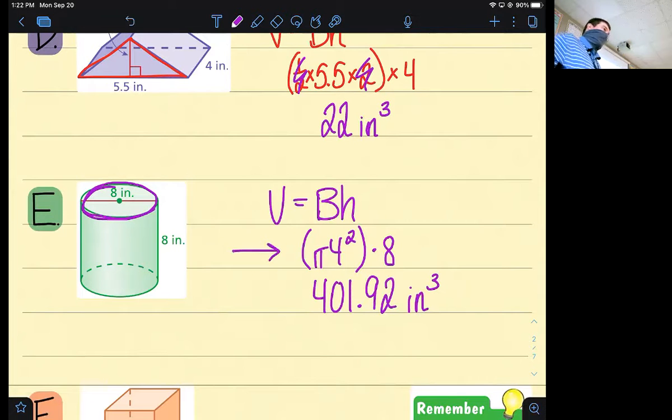If you don't want to write the formula every time, that's fine. Again, I had to do that last week because I wanted you to get to the point where you're memorizing those formulas. This one's not super difficult to memorize. So if you just want to put your work, pi times 4 squared times 8, that's fine.